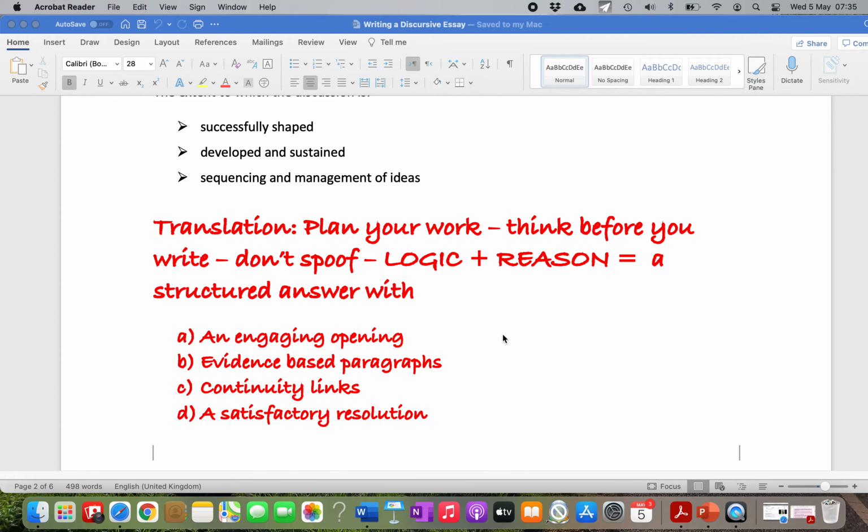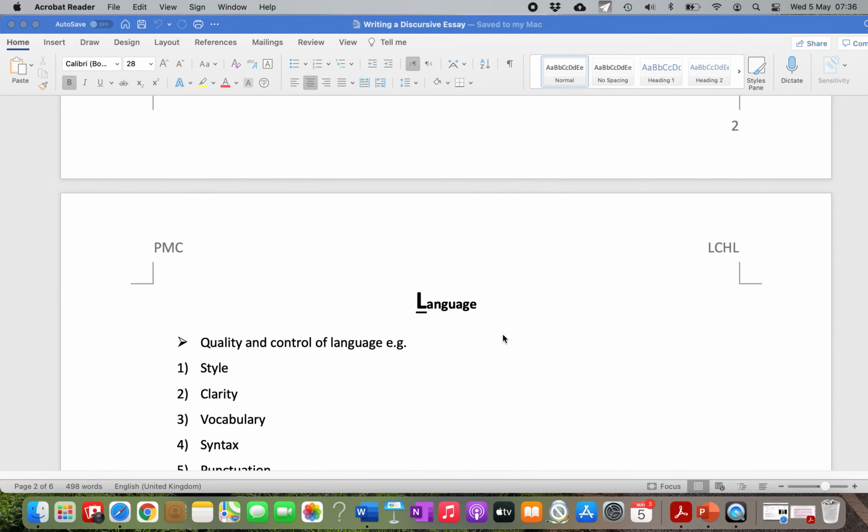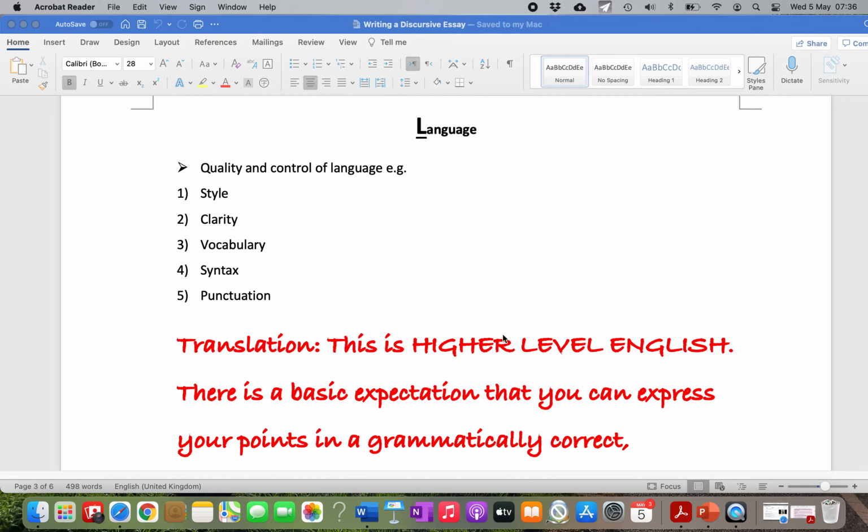Before you write each paragraph, you should have a clear understanding in your mind of the point that you want to make in that paragraph and how that relates to the evidence that you plan to use. And again, this year, above all years, you have the time to think like that. The only thing you really should be thinking of when you're writing is the clarity of your expression and the structure of your paragraph. Then, of course, language. And they mentioned in the marking scheme, style, clarity, vocabulary, syntax, and punctuation.